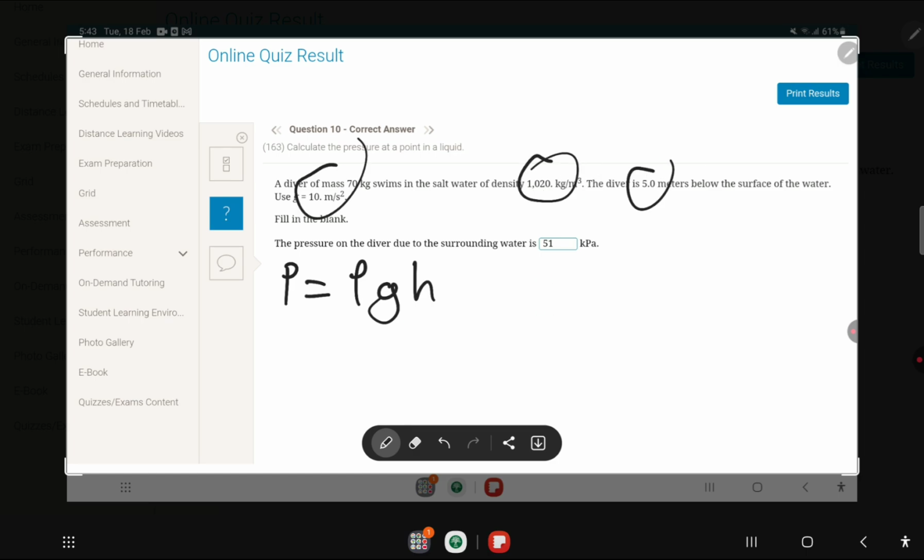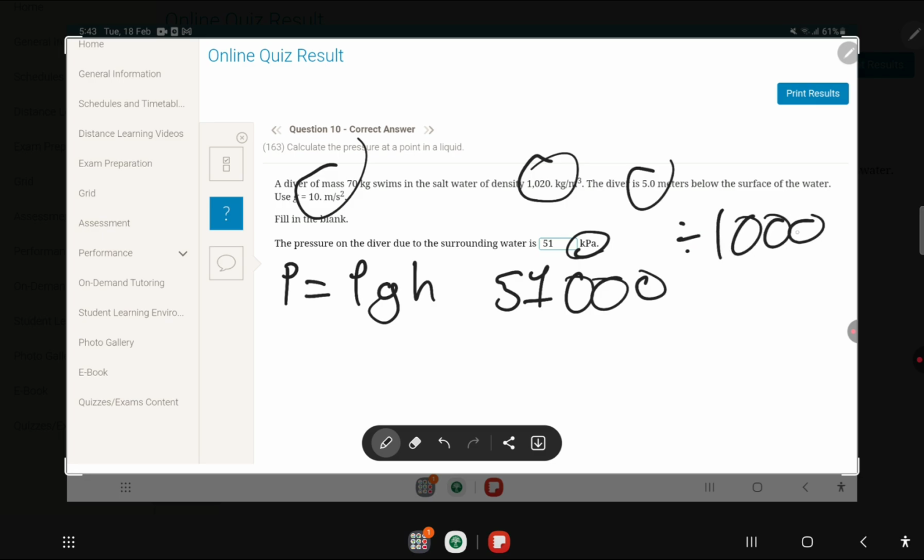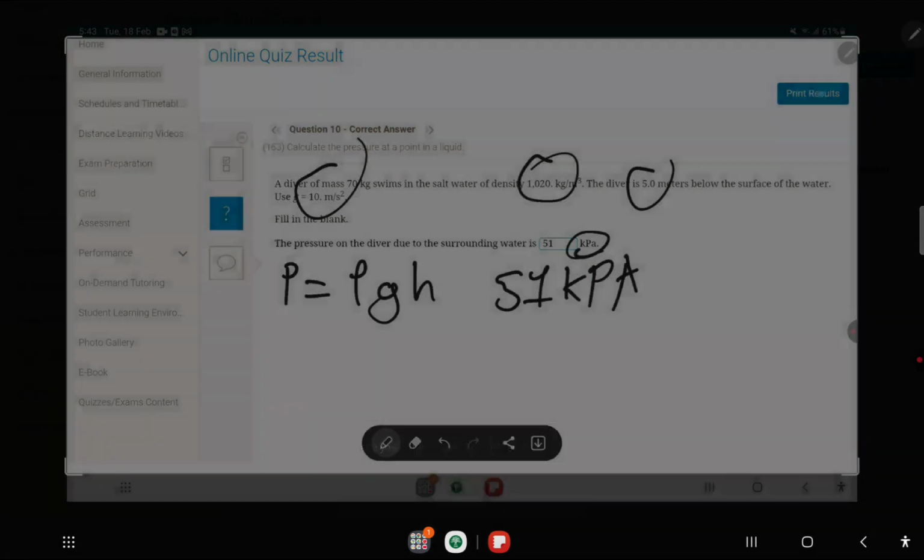So what you want to do is 10 times 1,020 times 5. You're going to get 51,000. And they want it here in kilopascals. And from pascals to kilopascals, from anything to kilo, from the base unit to kilo, divided by 1,000. So you just remove the 0, 0, and it's going to be 51 kPa. Okay? On to the next.